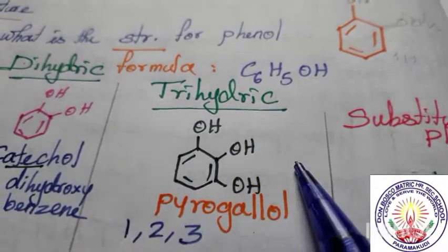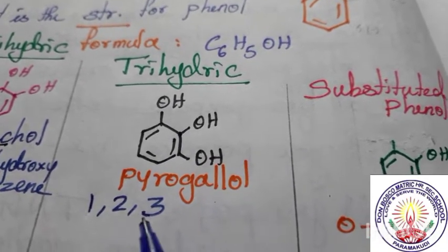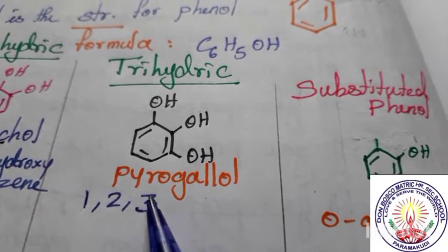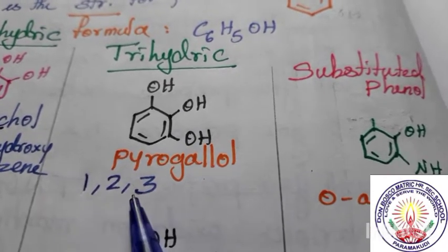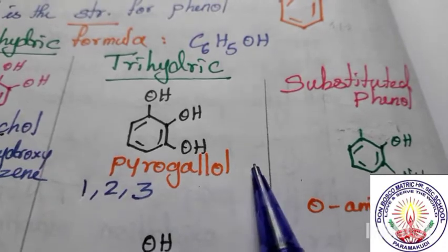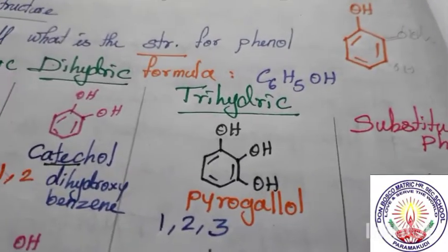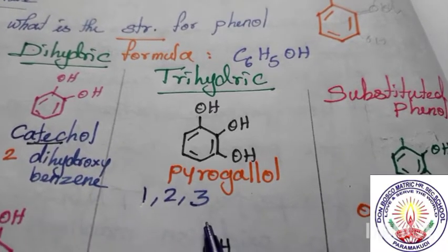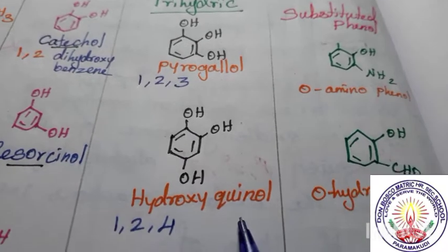In trihydric phenol, what is trihydric phenol? 3 OH is present on benzene. So here 3 OH is present, and the first example is pyrogallol. So that is 1, 2, 3. The OH is present in the positions 1, 2, 3, trihydroxybenzene.